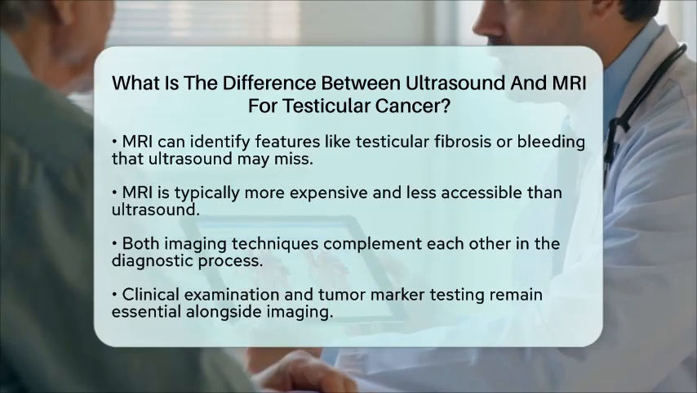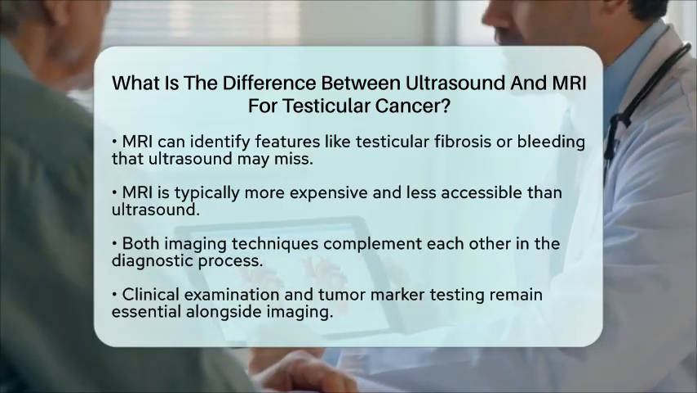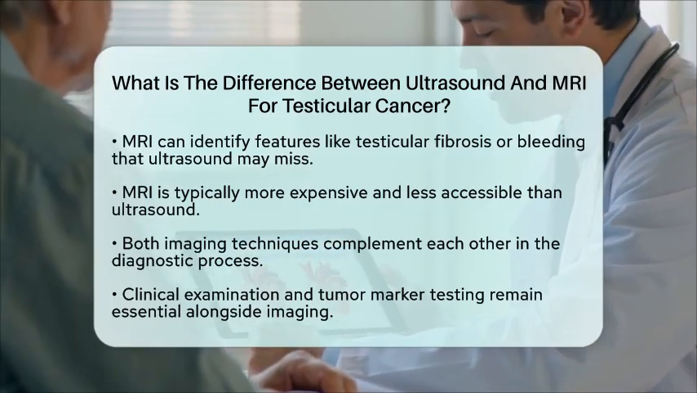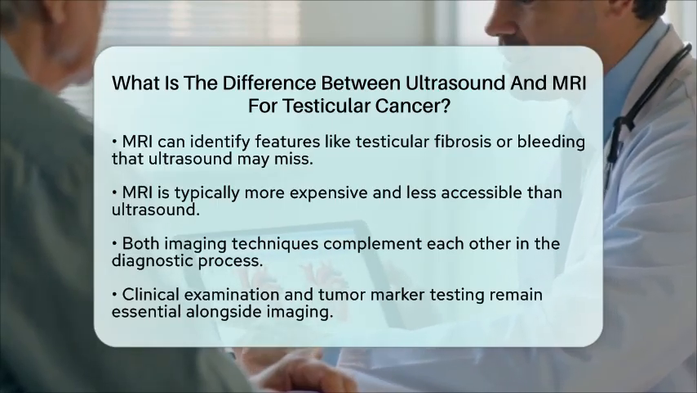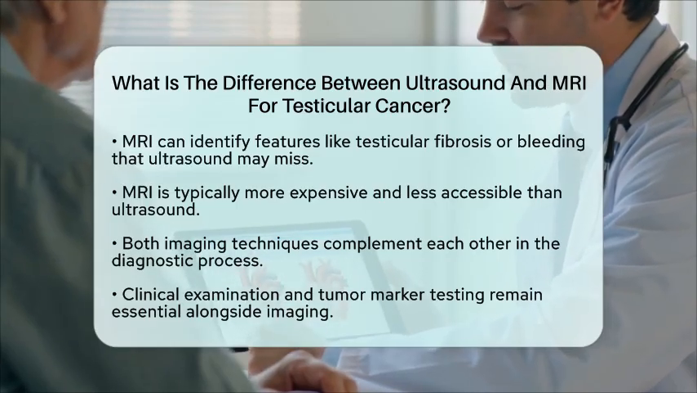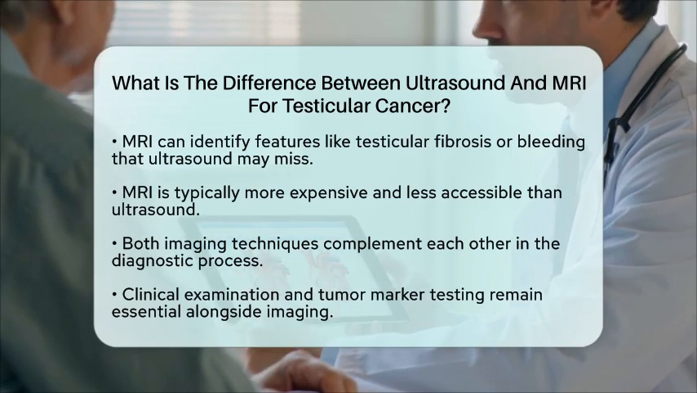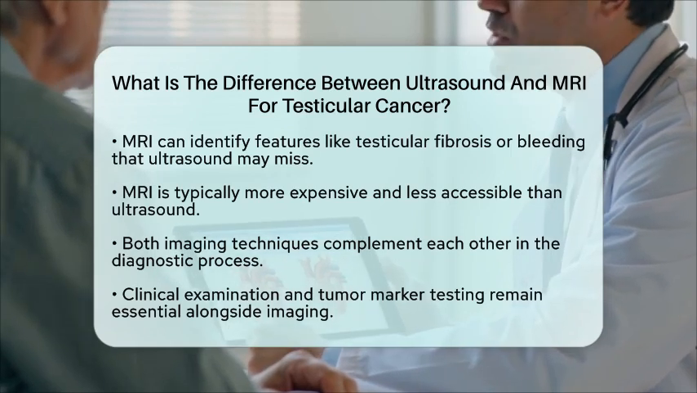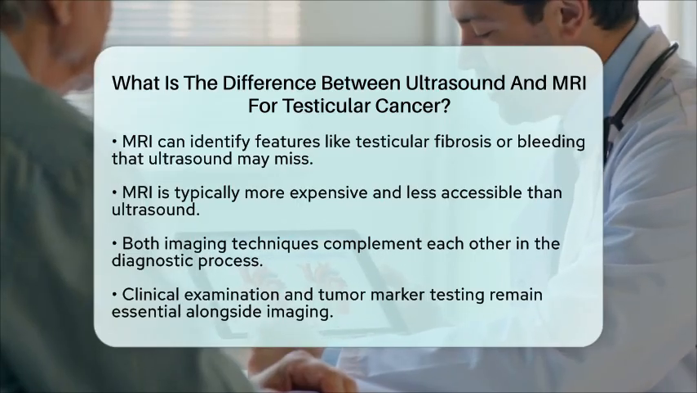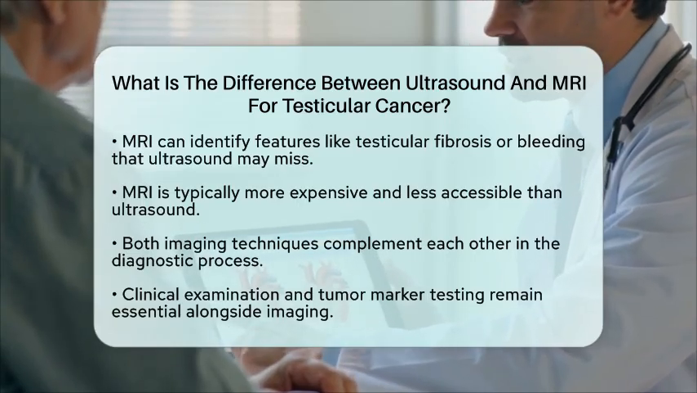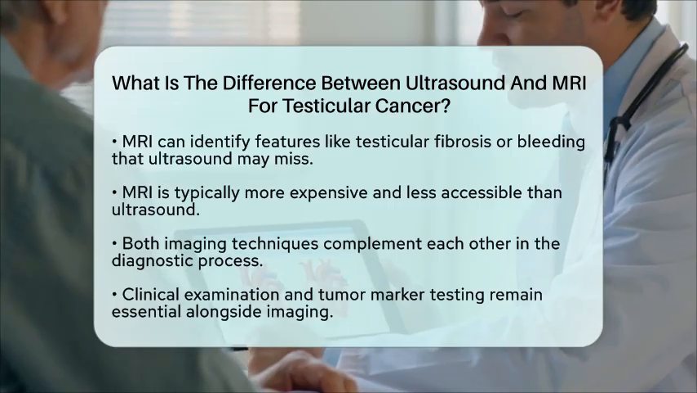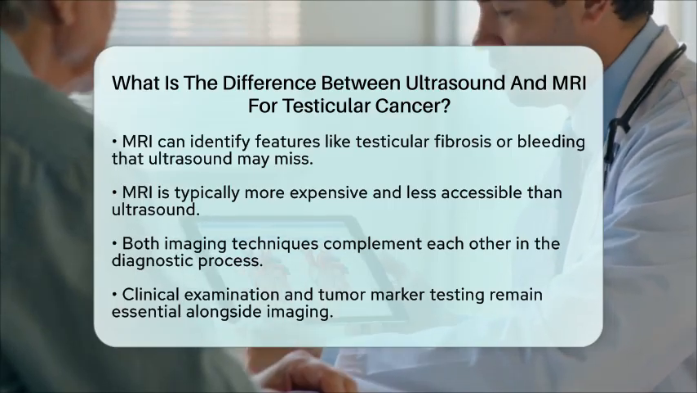It effectively guides the initial diagnosis. MRI, while not the first choice, is reserved for cases where ultrasound findings are unclear or when detailed tissue characterization is necessary. Both imaging techniques complement each other in the diagnostic process, with ultrasound leading the way and MRI providing additional detail when needed. It is important to remember that neither method replaces the need for clinical examination, tumor marker testing, or further imaging for staging.